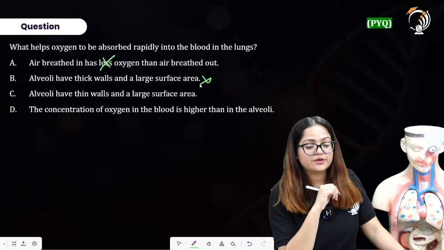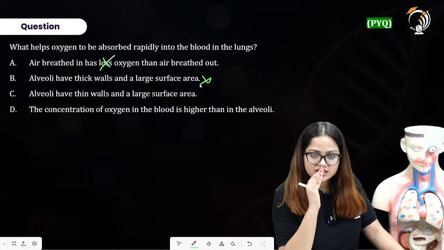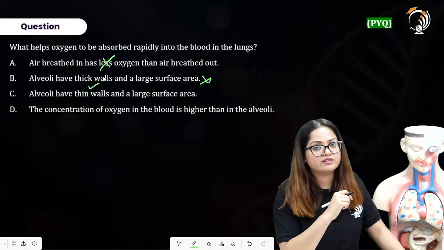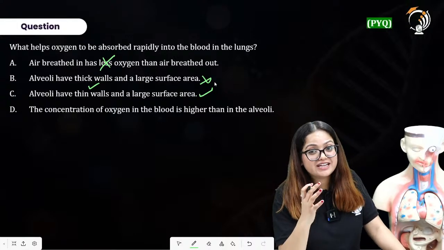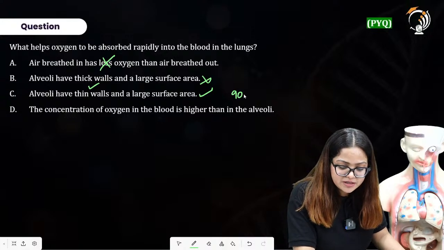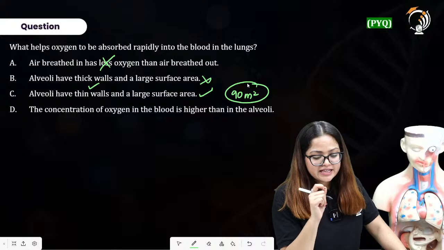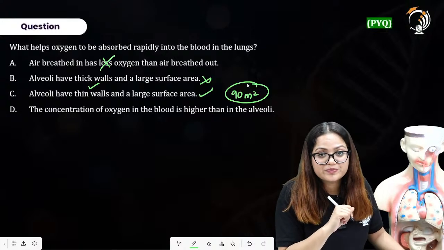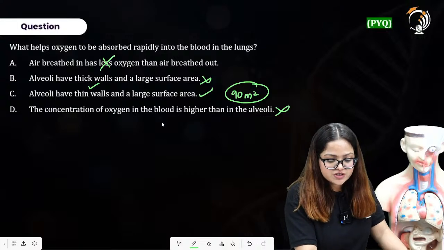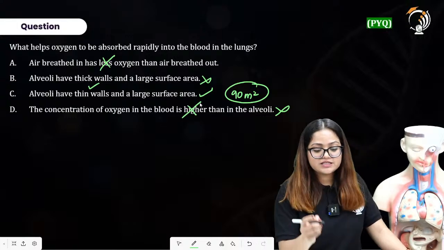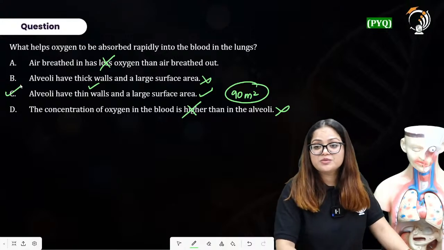Talking about option C, alveoli have thin walls and a large surface area. Thin walls is a correct characteristic of alveoli, and a large surface area is also provided by alveoli. It was 90 meters square. The concentration of oxygen in the blood is higher than in the alveoli. Is it true? No, absolutely not, because the concentration of oxygen in the blood is lesser than in the alveoli. So the answer comes out to be option C here.